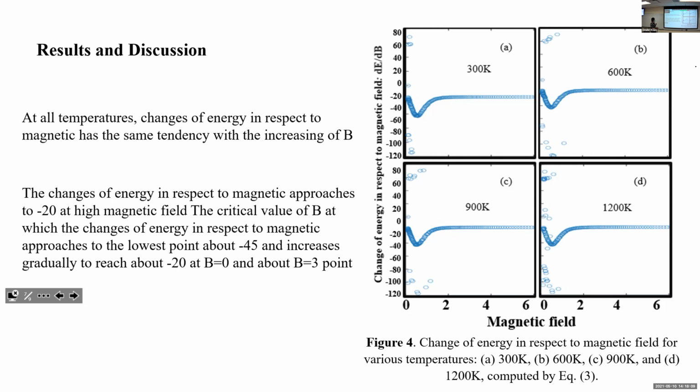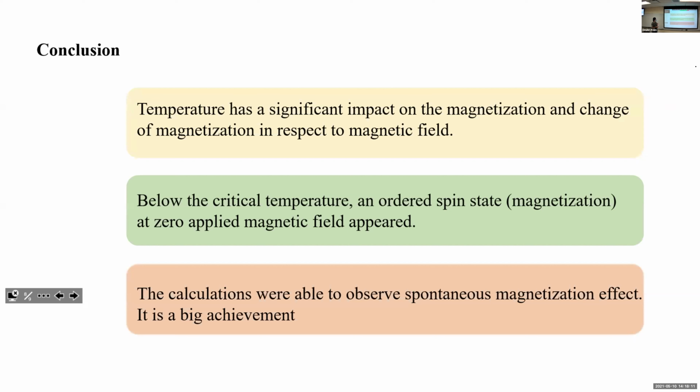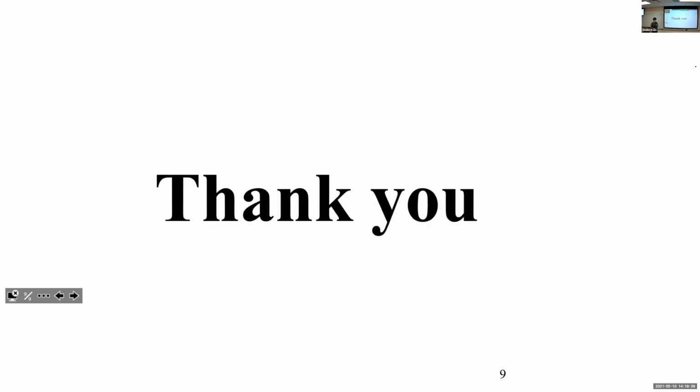And the conclusion: temperature has a significant impact on the magnetization and susceptibility. Below the critical temperature, an ordered spin at zero applied magnetic field appeared, and the calculation was able to observe the spontaneous magnetization effect. It is a big achievement. Thank you.